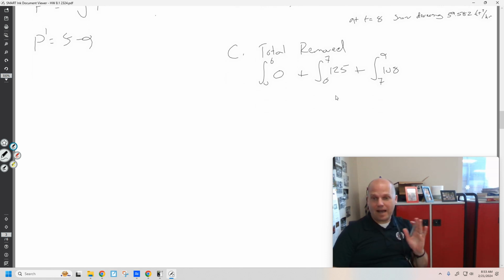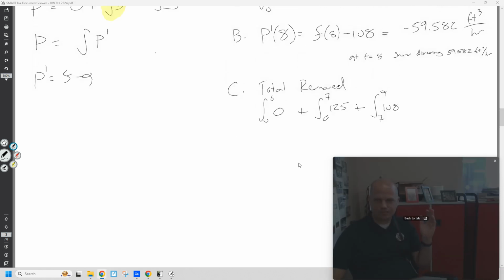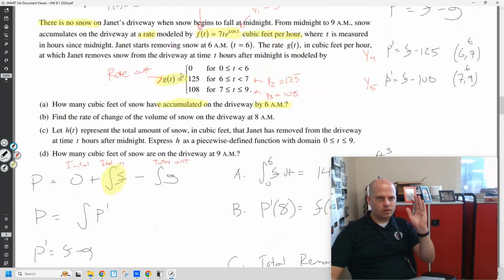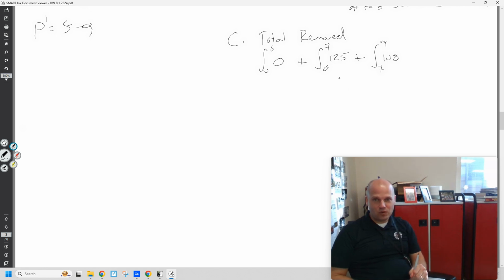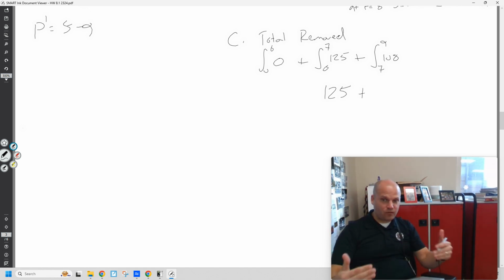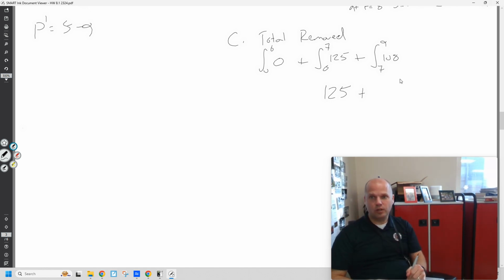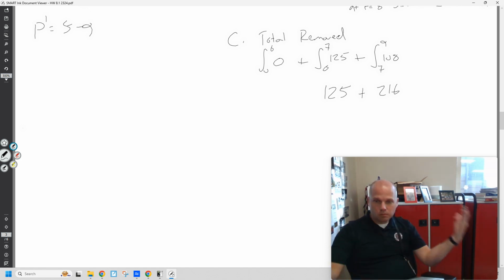And now here's the kicker, guys. If your velocity is consistent, if your rate of change is consistent, 125 cubic feet per hour over the course of 1 hour, you know this is just 125. Type it into your calculator. See, 125 accumulated from 6 to 7 is just 125. What is this? 108 cubic feet per hour over 2 hours. Plug this into your calculator. It's 108 times 2. It's 216. See, when your rate of change is consistent, this is easy.